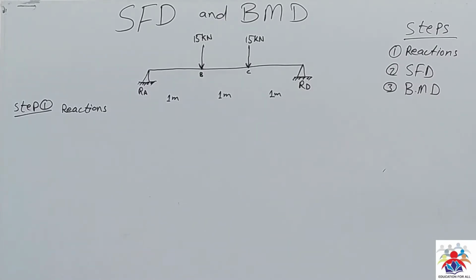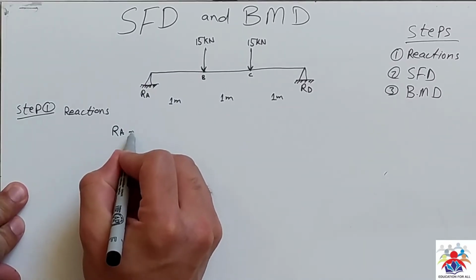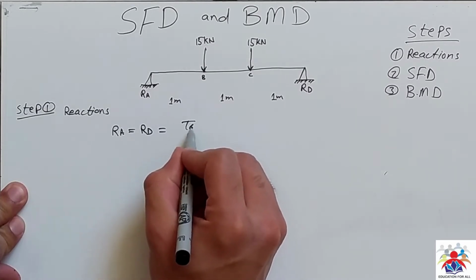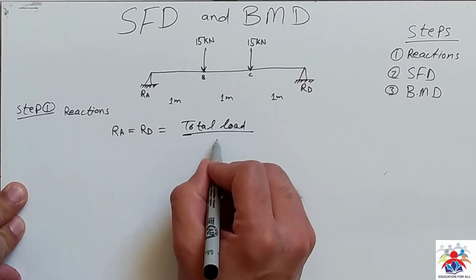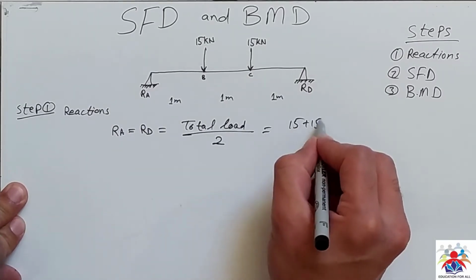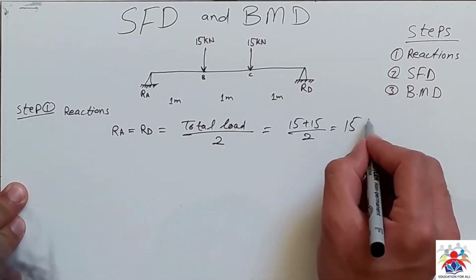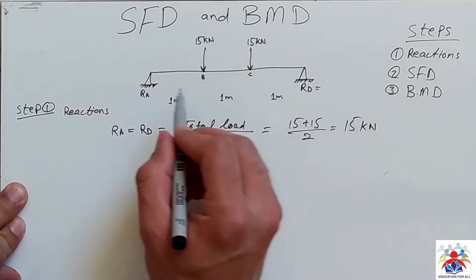First of all, we will calculate the reactions. In total, we have 3 steps to solve this problem. The reaction RA is equal to RD, which is equal to the total load acting on the beam divided by 2. So the total load is 15 plus 15, which is 30, divided by 2. So we will have 15 kilonewton on each support end.